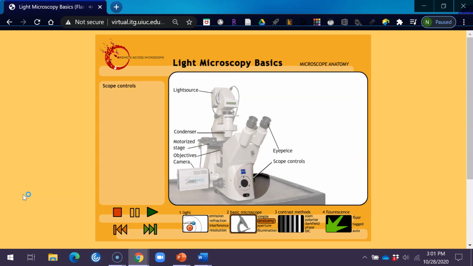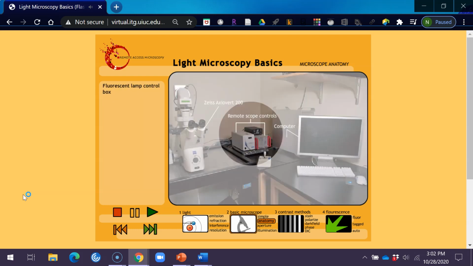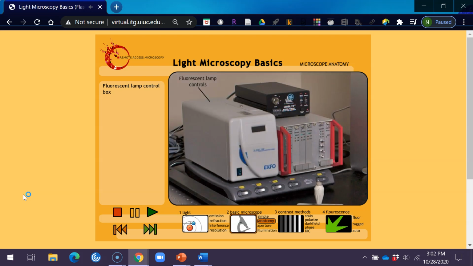Selection, position, and focus of the objective, condenser, and diaphragm can be achieved via the computer or manually using the scope controls on the right side of the instrument. The fluorescent lamp control box is a separate unit attached to the scope. This is the stage control box that allows the computer to manipulate the stage.